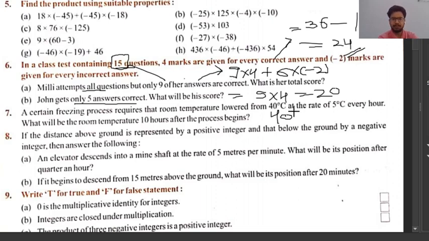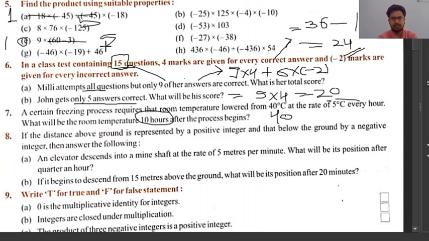Okay. The temperature is cooling down. In the freezing process, what happens? Temperature will decrease. So how much does it decrease in 1 hour? 5 degrees Celsius. For decreasing, what sign can you use? Negative sign. It means this degree is minus 5. Okay. Now, after 10 hours, in 10 hours, how much will it decrease? In 1 hour, it decreases 5. 1 hour, how much? 5. Then, in 10 hours, how much does it decrease?